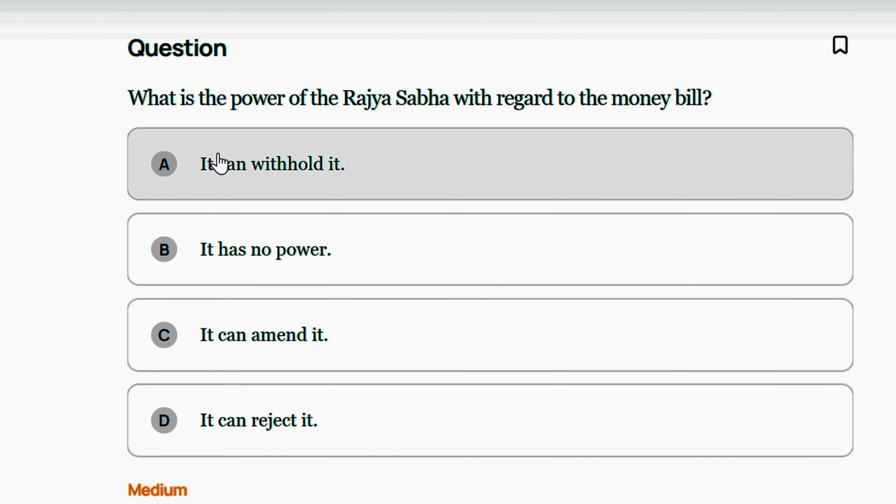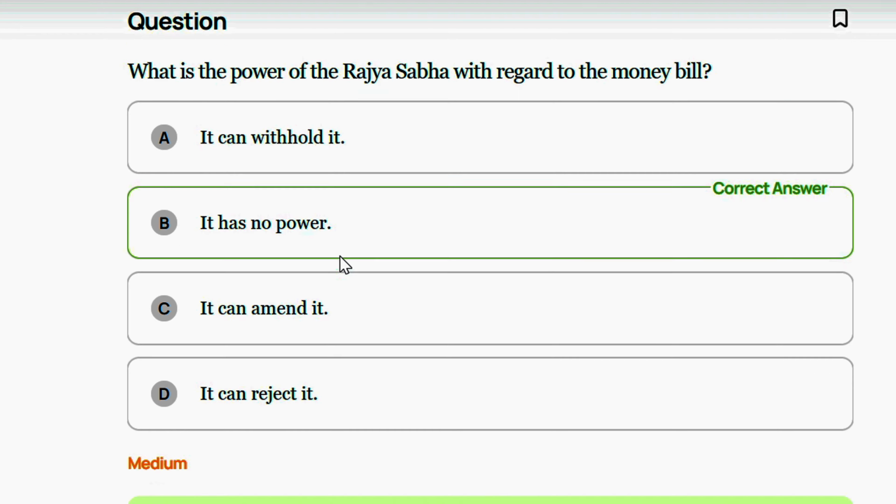What is the power of the Rajya Sabha with regard to the money bill? It can withhold it. It has no power. Yes, this is the correct answer.